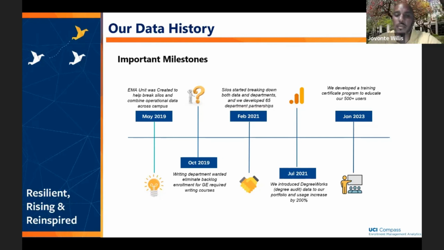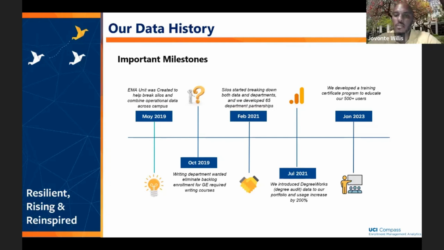The purpose was to figure out how we can bring all the data in these different departments together and break down these silos. Our first opportunity came in October 2019 when the writing department had a huge backlog in the number of enrollments for the GE required courses. In the past, they would go to many different offices and ask for data, and they would get the data, but it was never in a way that could really help them understand what the problem was and how to solve it. But we came along and developed a solution that we'll show you later, showing how we were able to help solve that problem. So that was a key turning point for us.